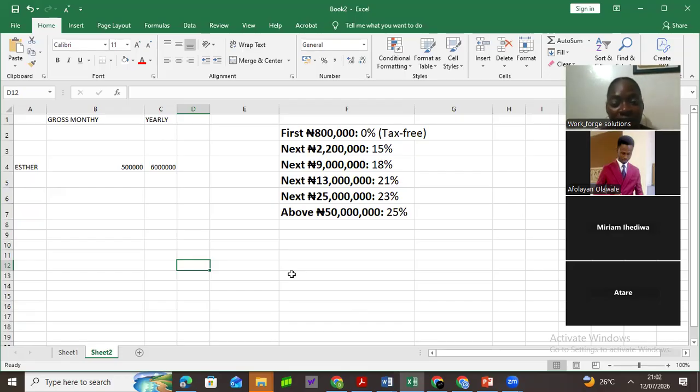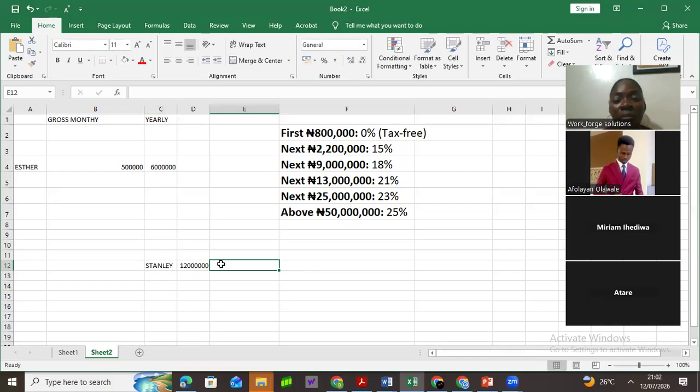So let's use another example. The total gross for the month is 1 million naira. That's 1 million naira, yeah? So 1 million times 12 to get the annual gross, 12 million naira. So this is the total employee gross for Stanley.